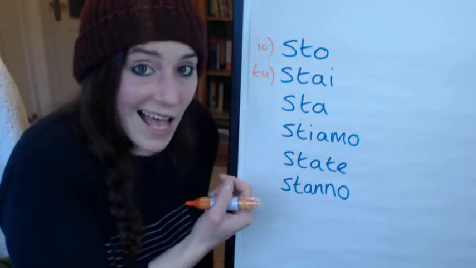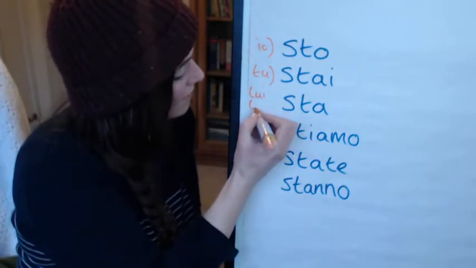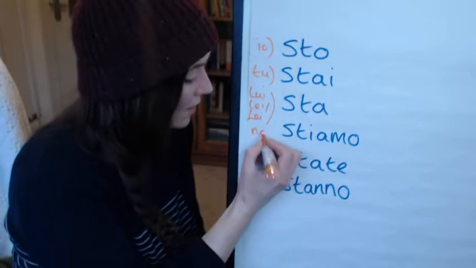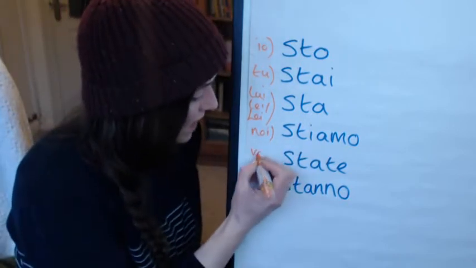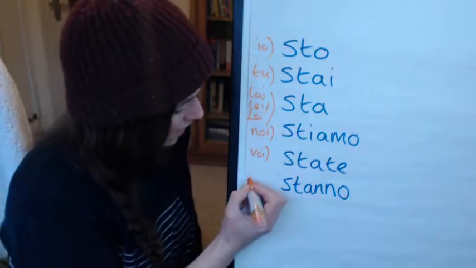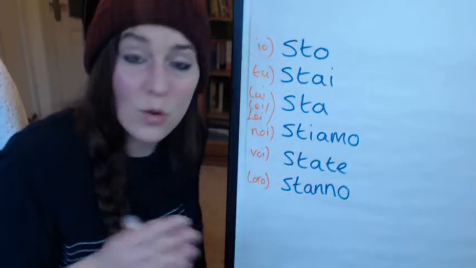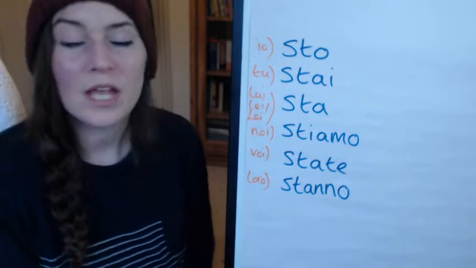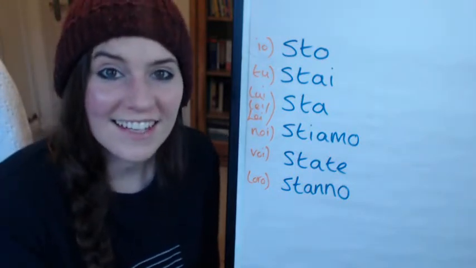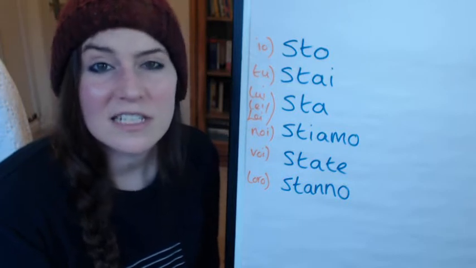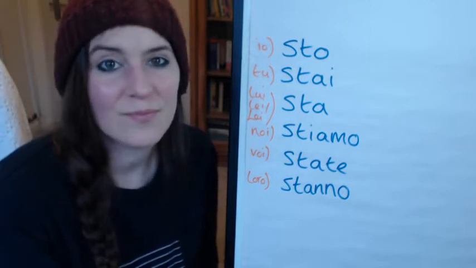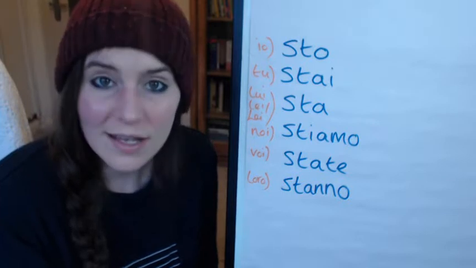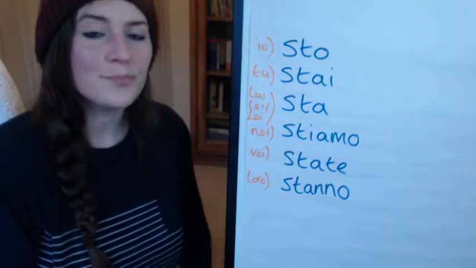Sto, stai, lui o lei, or the formal lei, sta, noi, stiamo, voi, state, and loro, which is they or them, it's they as a subject pronoun, stanno. Okay, so let's go through them again. Sto, stai, sta, stiamo, state, stanno. Right, I'm going to say a few of them and then you're going to think which line I'm saying, okay, and then afterwards I'll point.